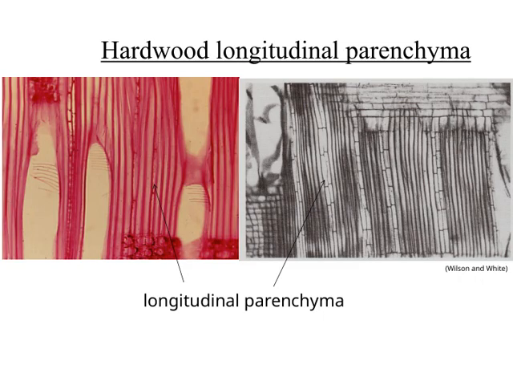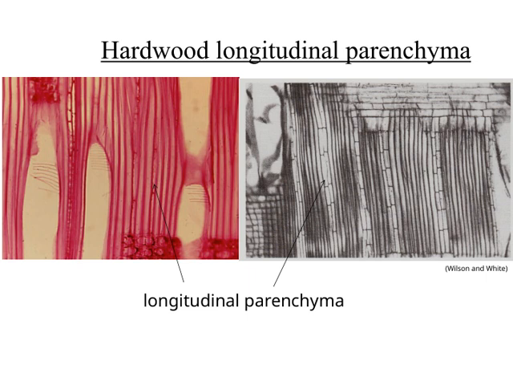Today, I want to focus on the concept of hardwood, specifically looking at the longitudinal parenchyma. As Wilson and White have described, the longitudinal parenchyma is an important feature within hardwood tissue. It consists of cells that run parallel to the length of the wood, and these cells play a crucial role in the storage and transport of nutrients and water within the plant.